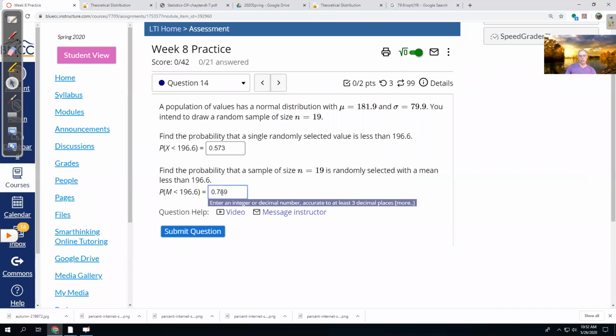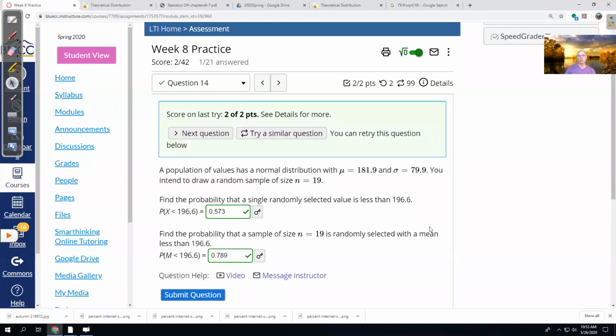So the big thing is from now on, we have to think about whether we are calculating something for an individual or for an average of individuals. If it's an average, we have to adjust the standard deviation. Otherwise, if it's a single person, we don't worry about it. And that's the big difference here.